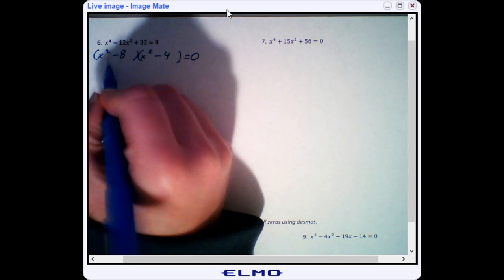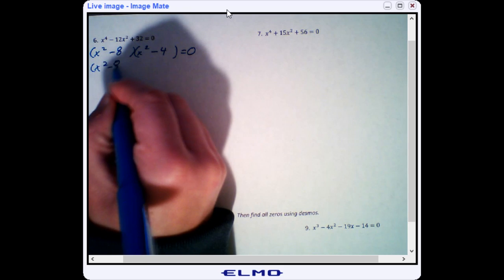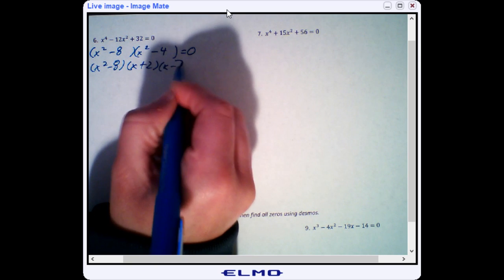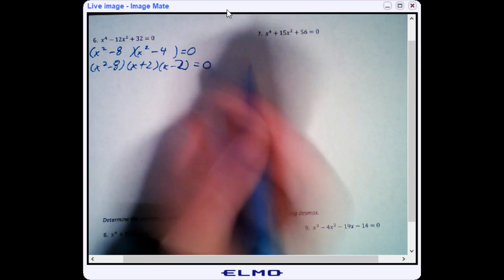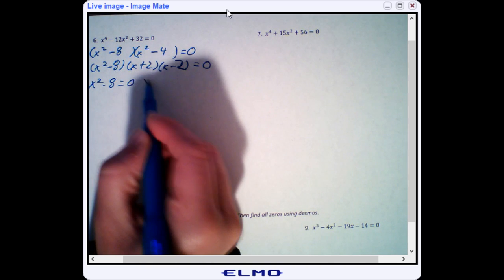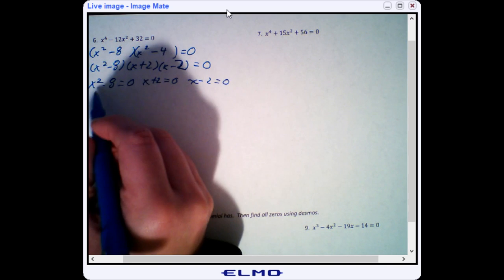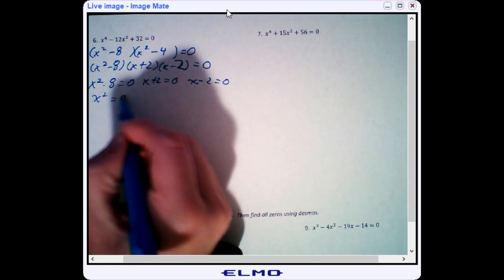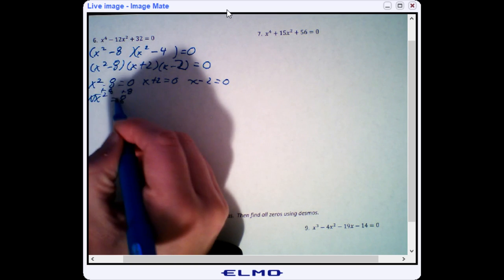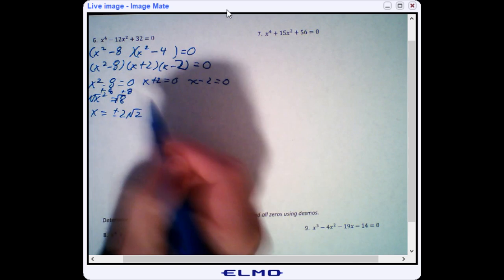Cannot factor that further, but I can factor that one further. That is a difference of squares, so we get x plus 2, x minus 2. So each factor equal to 0. X squared equals 8. Square root. So we're going to get x equals plus or minus 2 square roots of 2. We just figured that out on the other page.